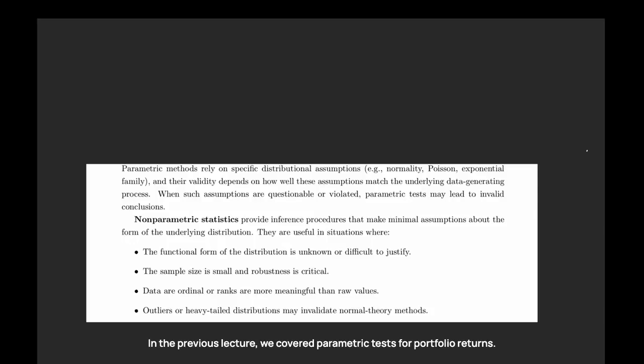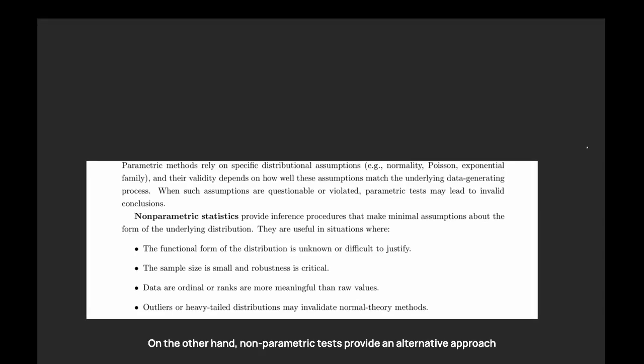In the previous lecture, we covered parametric tests for portfolio returns, and these tests relied on strong distributional assumptions, for instance, that returns are normally distributed. The validity of the conclusions depends critically on how well these assumptions hold in practice. If these assumptions were violated, then the parametric tests can lead to misleading results. On the other hand, non-parametric tests provide an alternative approach and require much weaker assumptions about the underlying distributions.